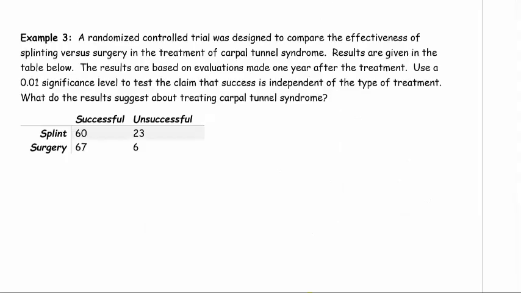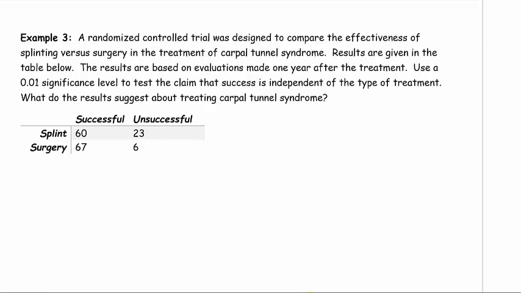In the next example, a randomized controlled trial was designed to compare the effectiveness of splinting versus surgery in the treatment of carpal tunnel syndrome. Results are given in the table below. The results are based on evaluations made 1 year after the treatment. Use a 0.01 significance level to test the claim that the success is independent of the type of treatment. What do the results suggest about treating carpal tunnel syndrome?